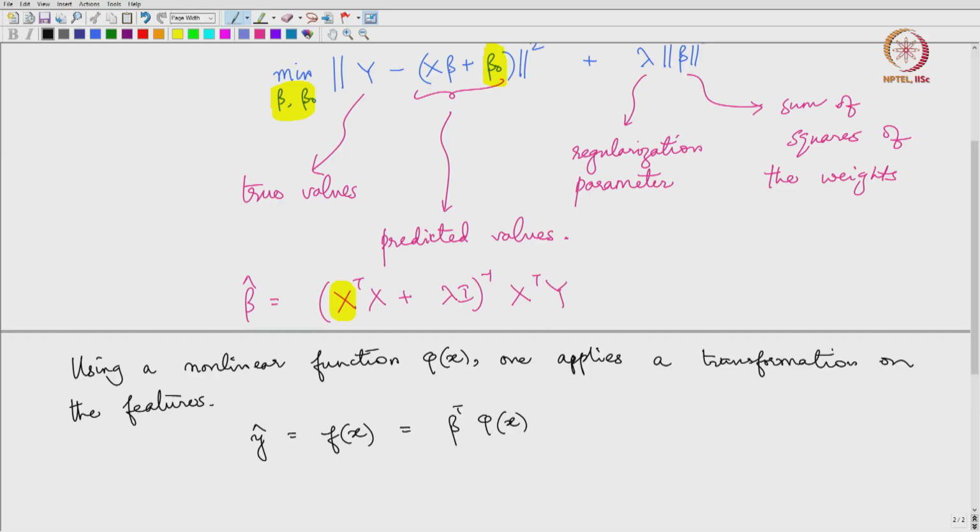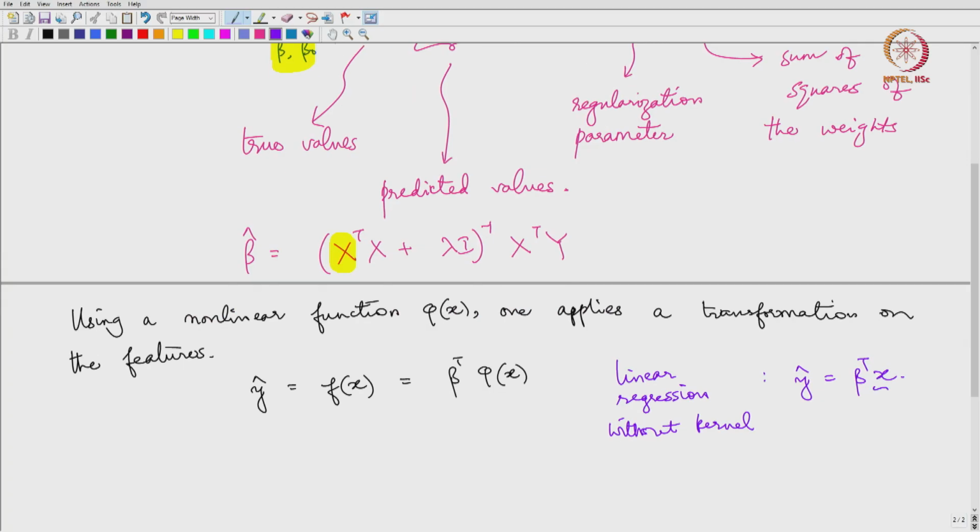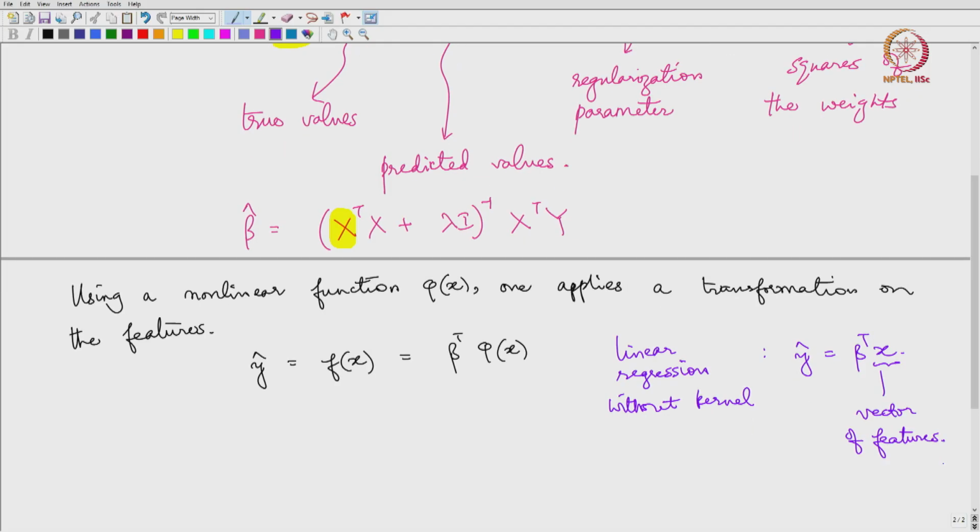Earlier, this is without the constant term, so I am not writing the constant term, but if you recall in linear regression without a kernel there is no nonlinear transformation. So your y hat is simply beta transpose x, and x of course here is a vector of features and beta transpose is the vector of the weights. Now even here phi of x is a vector of transformed features.